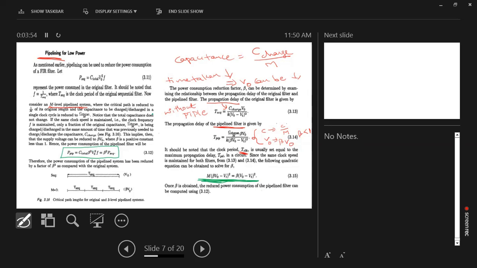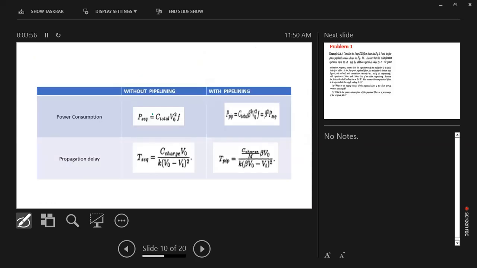Okay, so now what all we have discussed, I have put in a tabular comparison. You can see here, without pipelining means first column. These are the basic formulas. With the pipelining means these are the formulas we derived. Okay.